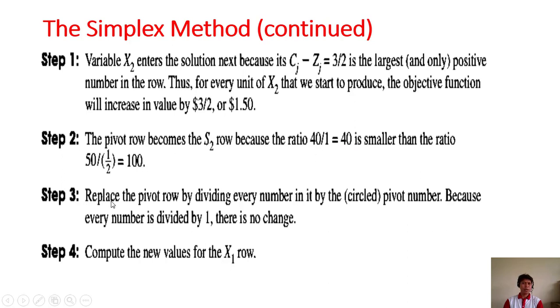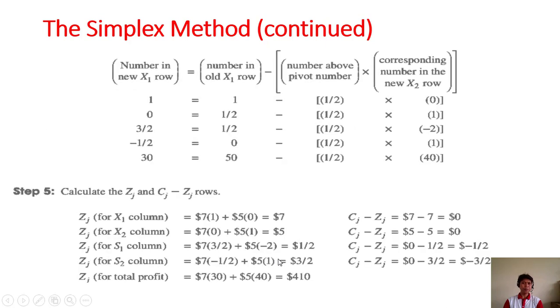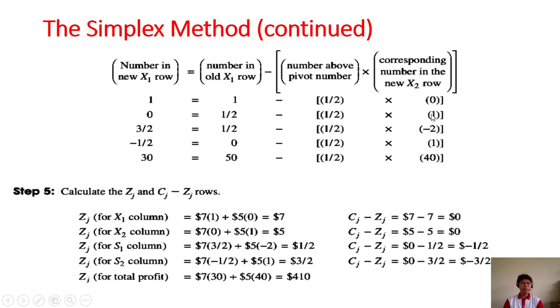And step number 3, replace the pivot row by dividing every number in it by the circled pivot number. Because every number is divided by 1, there is no change. And step number 4 is compute the new values for the X sub 1 row. Okay, we have the explanation. So we have the solution.